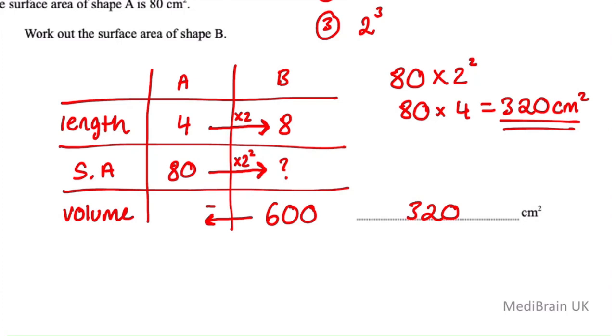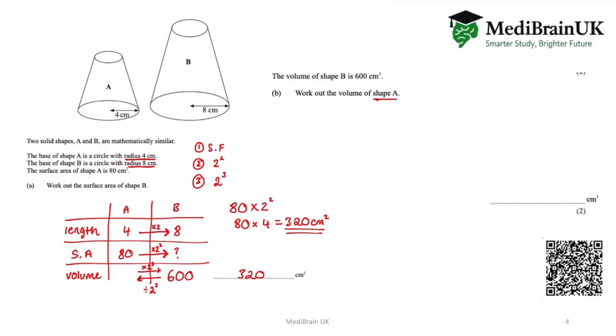We know that if we were going this way, then we would multiply by the scale factor, which is multiplied by 2, and then we would cube it. But because we're going the other way, we're not going to multiply, we're going to divide by 2 cubed. Okay, and 2 cubed is 8. So we basically just have to do 600 divided by 8.